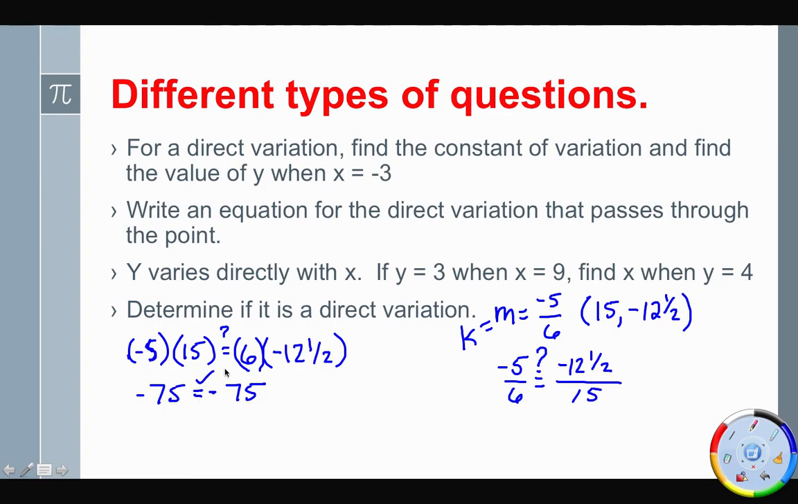And they are equal. So the answer is yes. By using that proportion, we solved that this is a direct variation because the value k is equal to the value of m here.